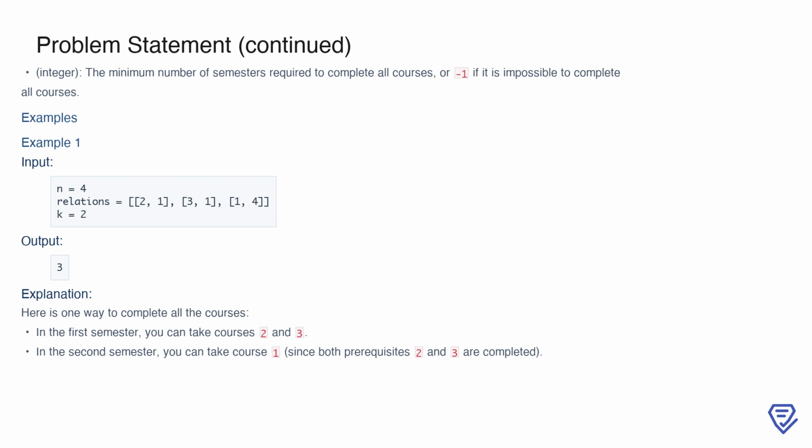For instance, consider this first example. If n is 4, relations is [2,1], [3,1], [1,4], and k is 2, you can complete the courses in the following sequence. In the first semester, you take courses 2 and 3 simultaneously, since there are no prerequisites blocking them. Then, in the second semester, you can take course 1 because its prerequisites, courses 2 and 3, are already completed. Finally, in the third semester, you take course 4 after completing its prerequisite, course 1. Therefore, the minimum number of semesters required is 3.